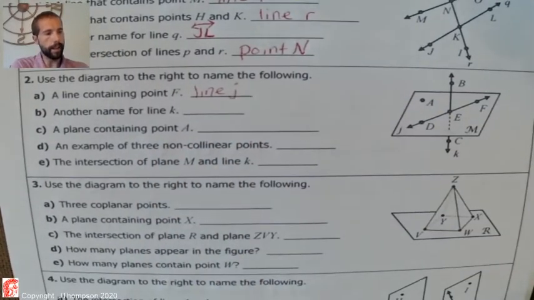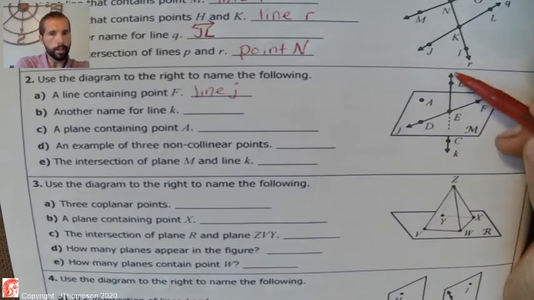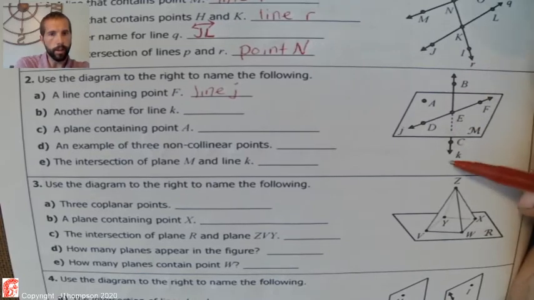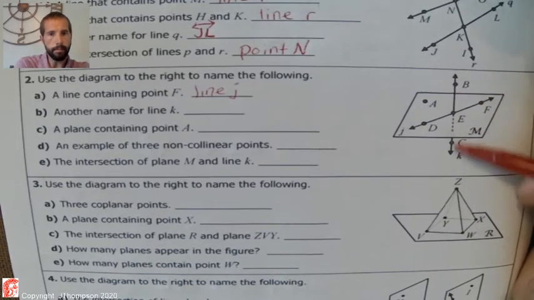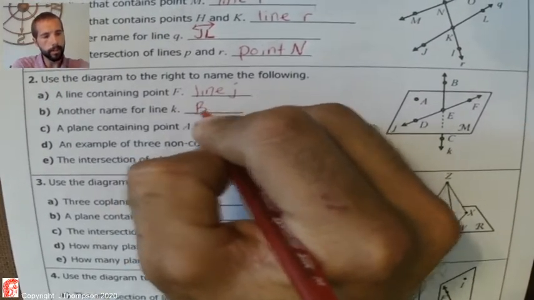Another name for line K. So that's the vertical line here. So instead of naming it by just the script letter, we can just pick 2 points that are on that line. So we can say BE, EC, BC, or even any of those backwards. I'm just going to call it line BC.